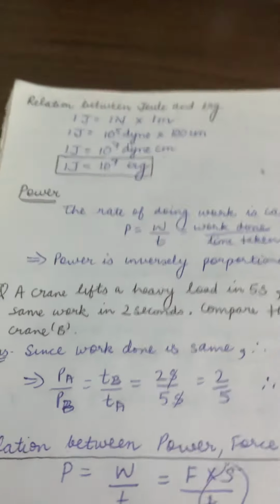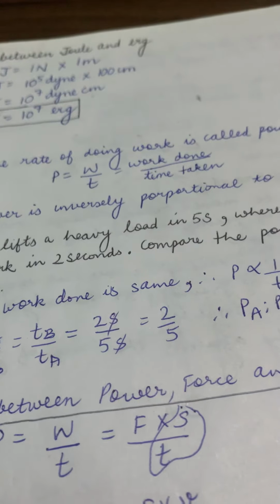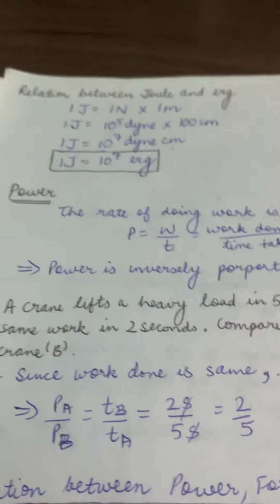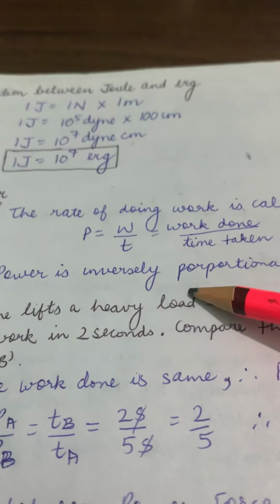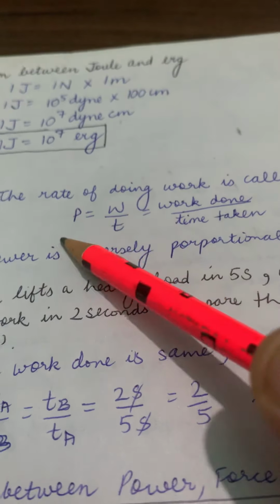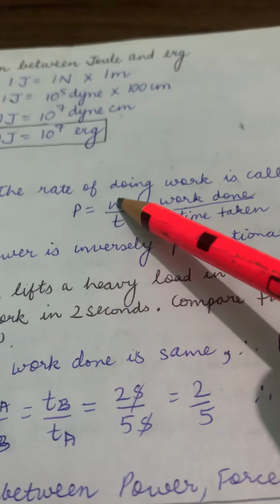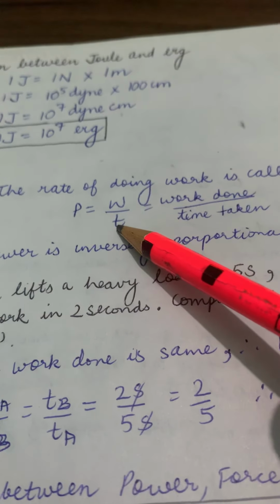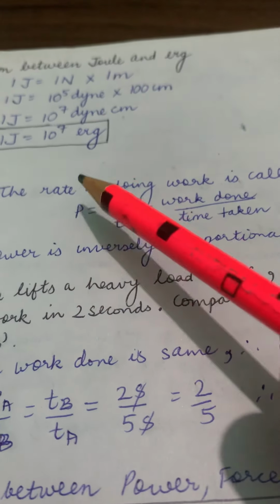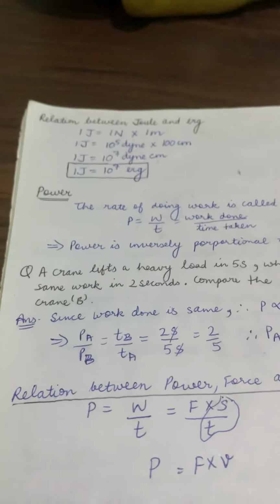Next is your power. The rate of doing work is called power. Beta, we have studied many times. I have told you in 9th standard also, whenever there is a word rate means divide by time. So power is equals to work done upon time taken. Okay, see here one thing is clear, that power is inversely proportional to time because time is in denominator. That is, if time taken is supposed to cover the same work, if time taken is more, it means power will be less. If time taken will be less, it means power applied will be more to cover the same work.